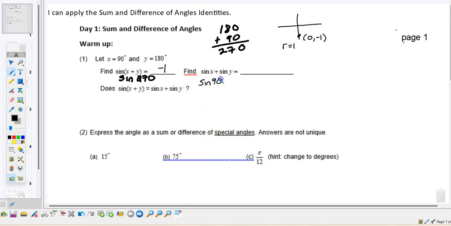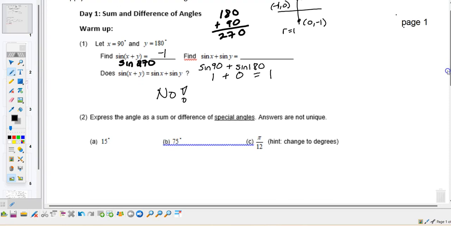Let's do this separately. Now let's do sine of 90 plus sine of 180. So using the 90 degrees up here, sine would be 1 over 1. 180 would be 0. 1 plus 0 is 1. So are these the same? Is sine of x plus y, -1, the same as sine of x plus sine of y? No, they're not. We need new special identities.